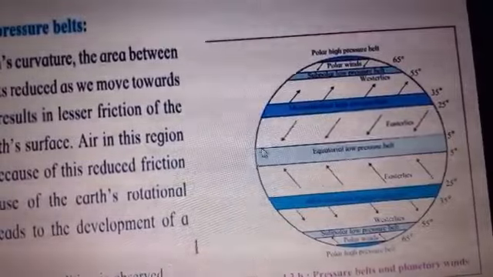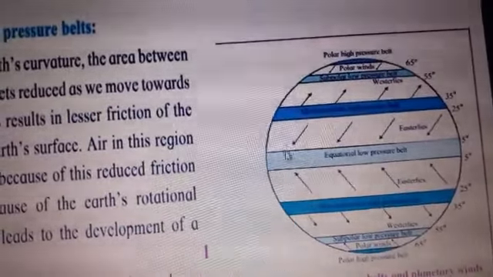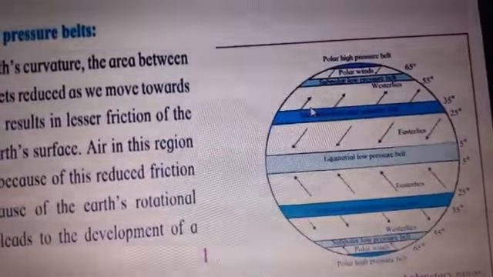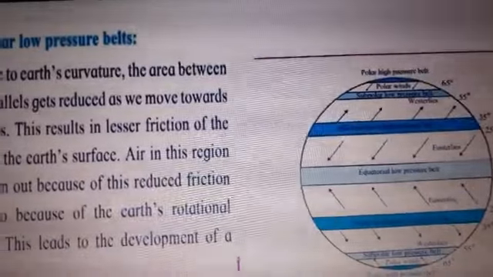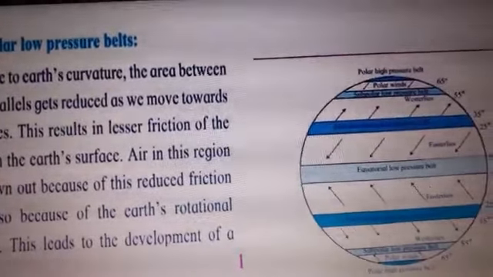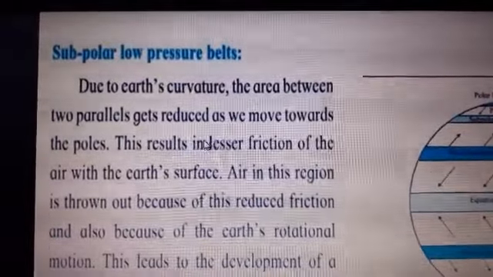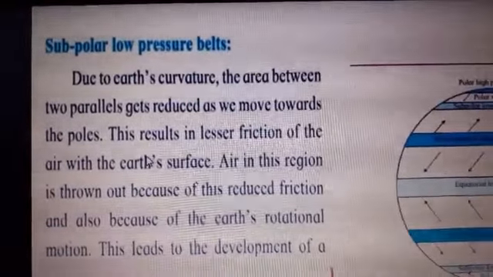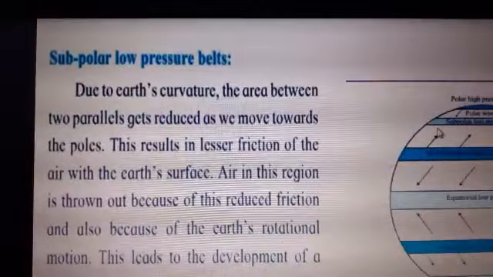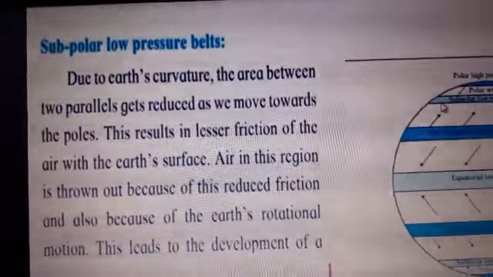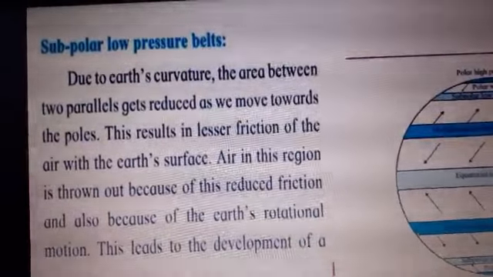So as we move up, equator is the broader one, isn't it? It's the bigger one. Then as we move away from the equator, the area gets reduced. There is a decrease in the area of the pressure belts, isn't it? Because the shape of the earth is spherical and there is a curve. This results in lesser friction of the air with the earth's surface. Now what happens in this zone? It is away from the land area. So there is less friction of the air with the earth's surface.